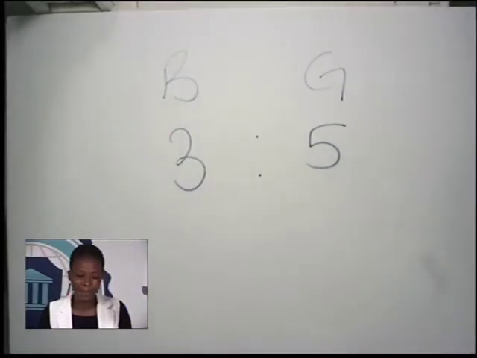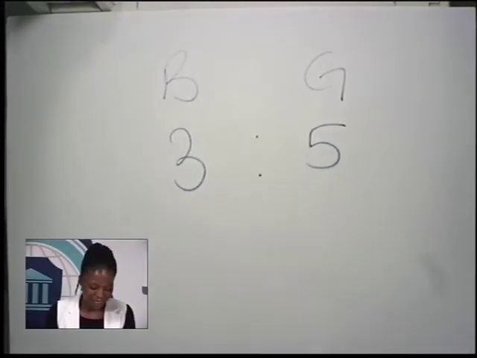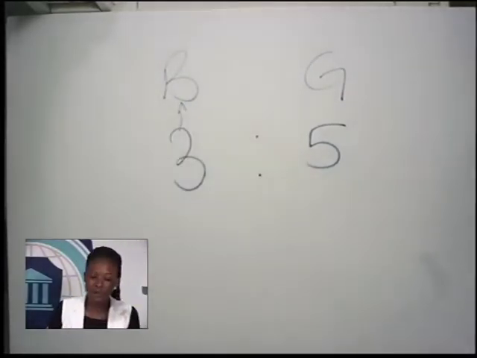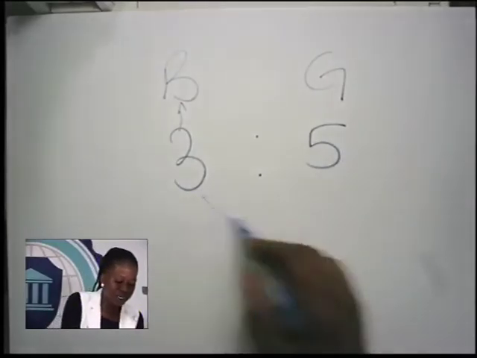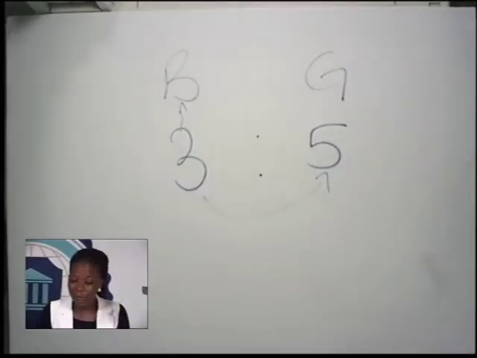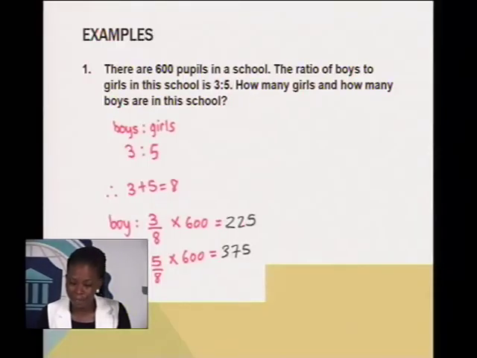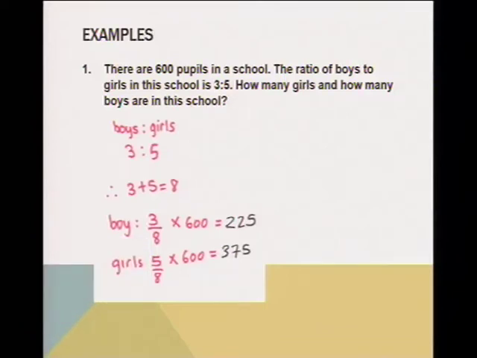Okay? Now, when we want to find the number of boys, you are going to take 3, which belongs to the boys. You divide it by 8, which is the total of the ratio, and multiply by 600, and we'll find out that there are 225 boys in that school. And the ratio of girls is 5 out of 8. If you multiply it by 600, you are going to get 375. But the question only asks how many boys are in school.